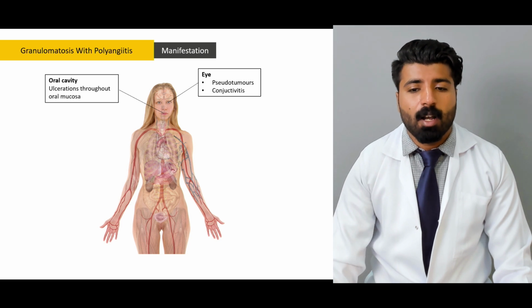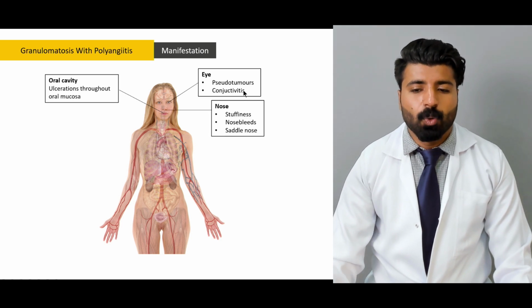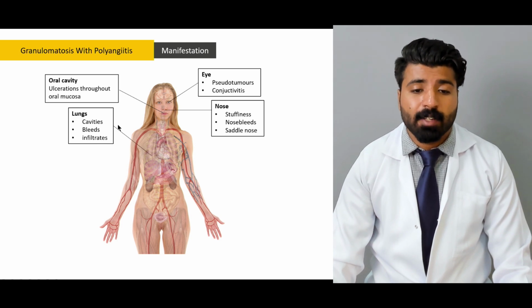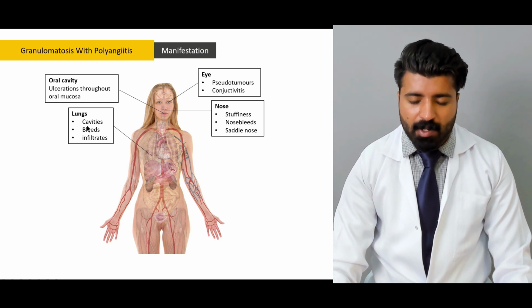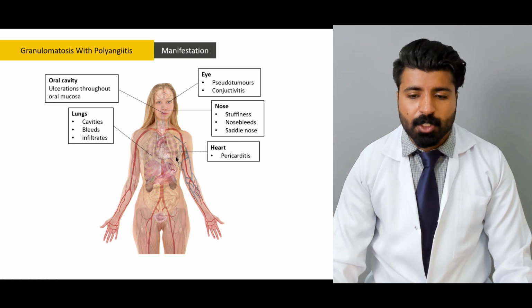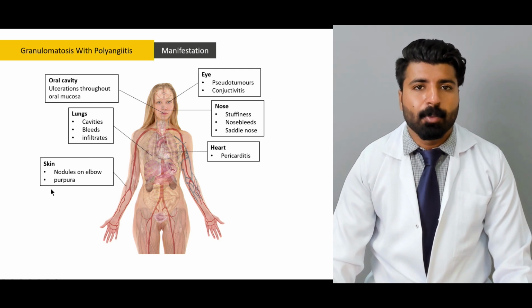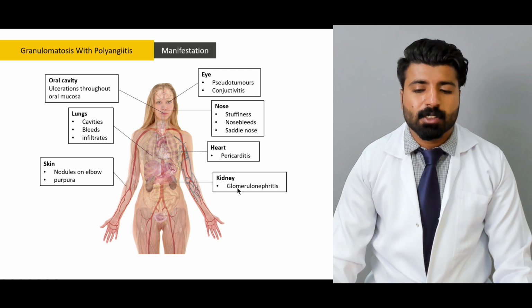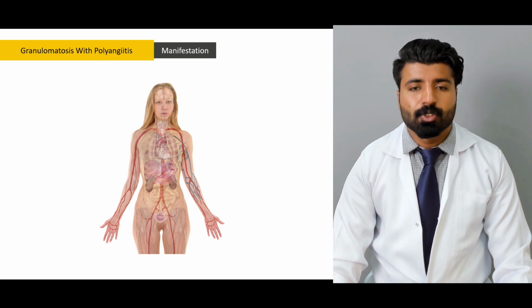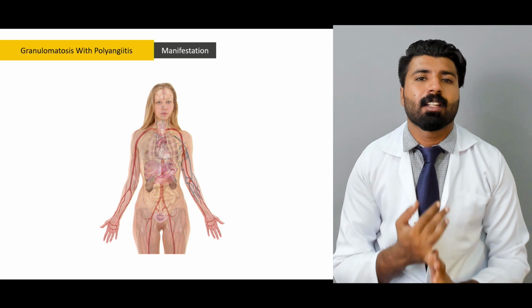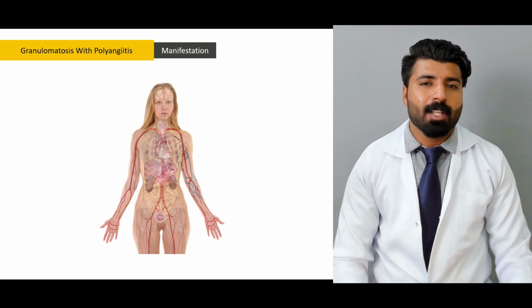Next, we will have eye involvement, which will include pseudotumors and conjunctivitis. Next, we'll have nasal stiffness, nosebleeds, and saddle nose. Next, in the lungs, we'll have cavities, bleeds, and infiltrates. We're going to talk about this lung section right now. But before we move on to that, we need to know that in the heart, it causes pericarditis. In skin, it causes nodules on the elbow and purpura. In kidneys, it causes glomerulonephritis. So basically, the two structures affected most are the kidneys and lungs, and their involvement is most probably going to be simultaneous.